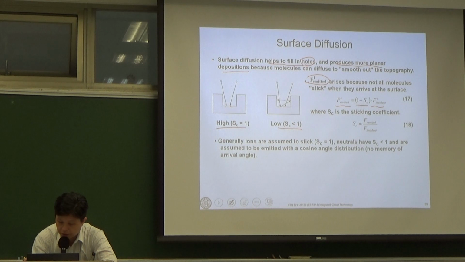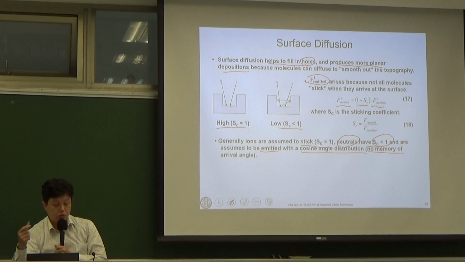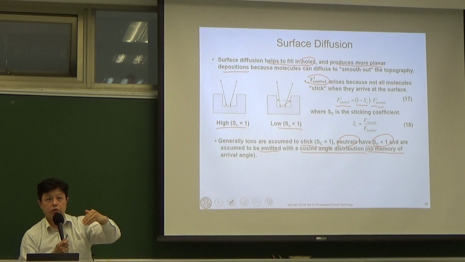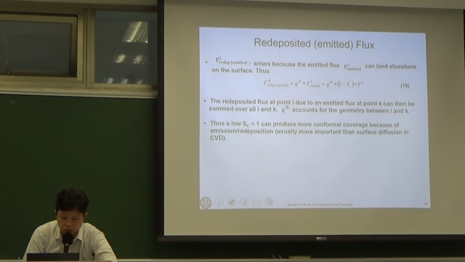So we have this 1 minus S_C. Generally, ions are assumed to stick, and neutrals can move around. They are assumed to be emitted with a cosine angle distribution. This emitting angle distribution has nothing to do with the arrival angles, so we assume there's no memory of the arrival angles. They come from this direction, but when they emit, they can go in other directions.